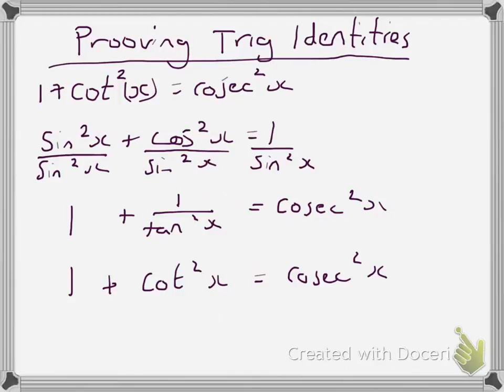I can also manipulate this by changing the equation around so that I can get cot squared x is equal to cosec squared x minus 1, or I could get cosec squared x minus cot squared x is equal to 1.